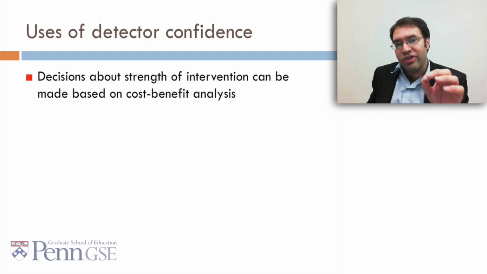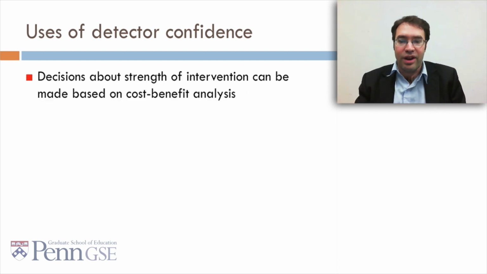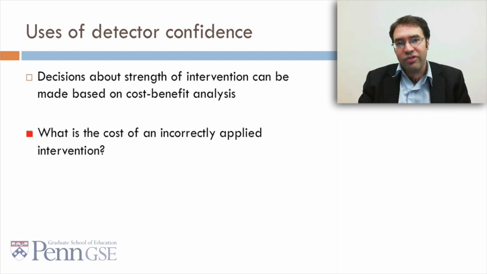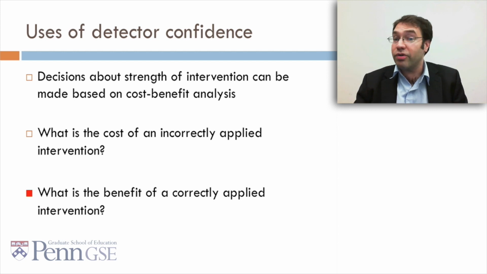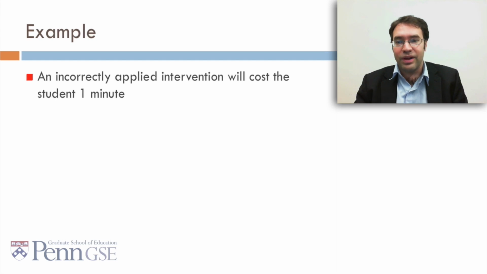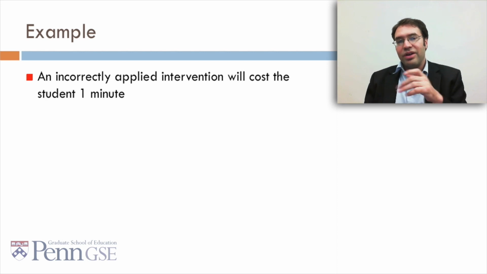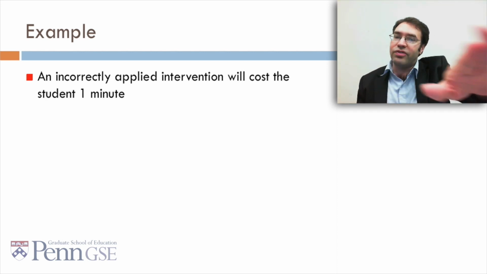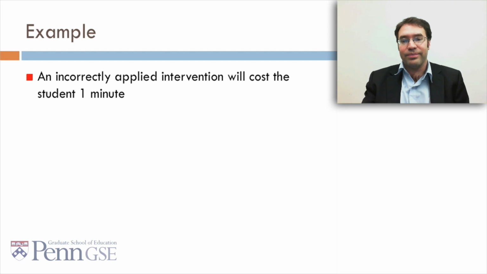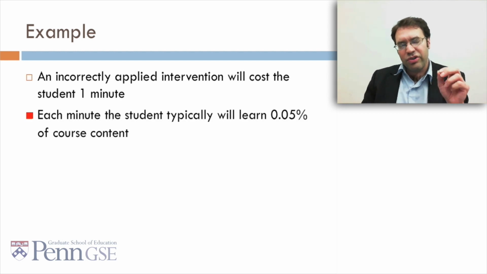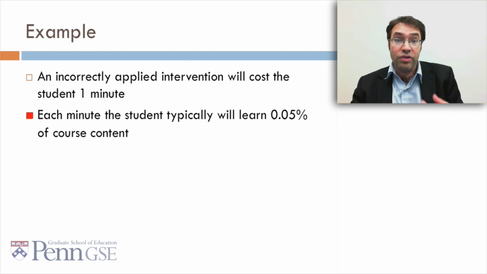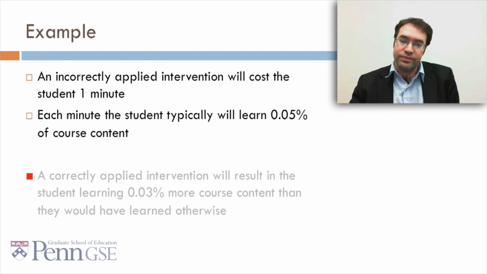Now, these decisions about the strength of intervention can be made based on a cost-benefit analysis. And you have to ask, what's the cost of an incorrectly applied intervention compared to what's the benefit of a correctly applied intervention? Let's look at an example. Let's say that an incorrectly applied intervention will cost the student 1 minute of time. So there's no cost to learning, it doesn't drive the student away, but the student loses a minute of their time. In each minute, the student is typically going to learn 0.05% of course content. So there's a real cost to losing that time.